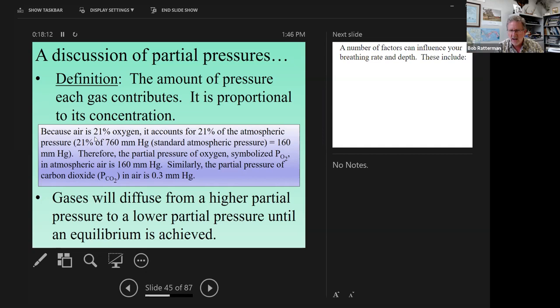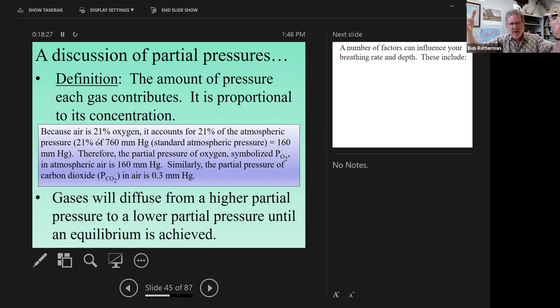That's neither here nor there. I think that's just an interesting statistic. But that's pretty much set in stone. No matter where you go on Earth, there's about 21% of the air that you're breathing in that is oxygen gas.